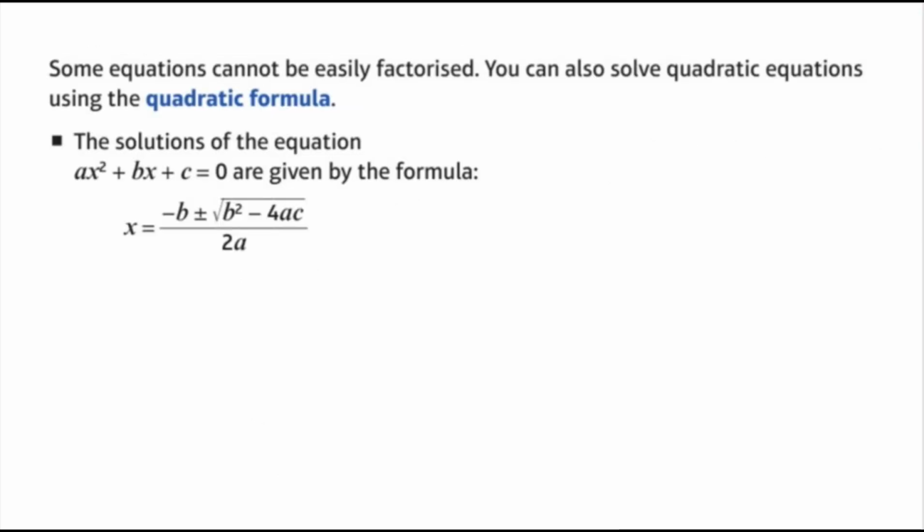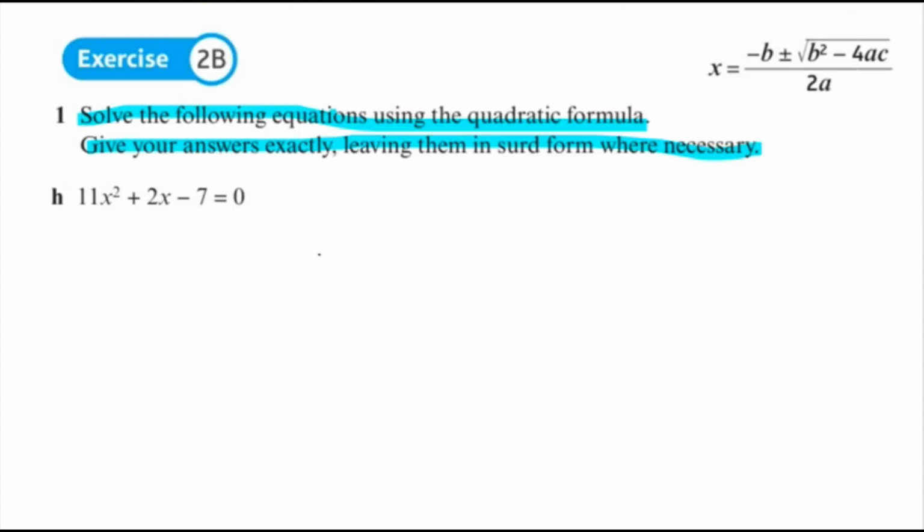Now some equations cannot be easily factorized because there are big numbers or decimal fractions. For solving that type of equations, we use the quadratic formula. To use the quadratic formula, first we have to convert our equation into the general form, which is ax squared plus bx plus c equal to 0. Then we have to find out the values of a, b and c, and then put them in this formula. To put them in the formula, you need some practice with a calculator. If you don't know how to put it in, just let me know in a comment. We'll make a short video on that to help you.